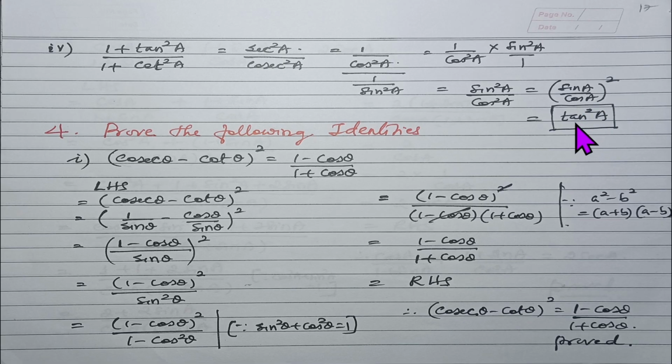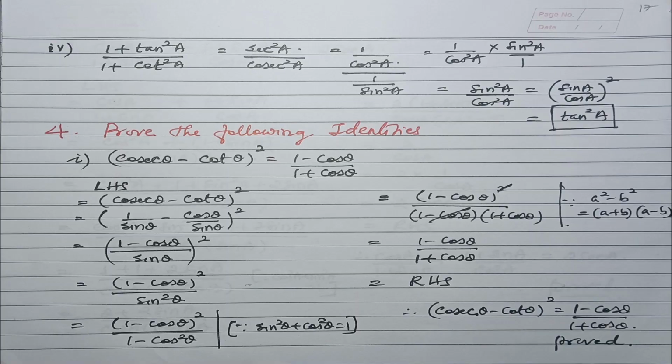Now we have to prove the identities, and you all know how to prove the trigonometric identities. To prove the trigonometric identities, we have to show that LHS is equal to RHS, or RHS is equal to LHS, or we can simplify LHS and RHS separately, and show that LHS is equal to RHS.